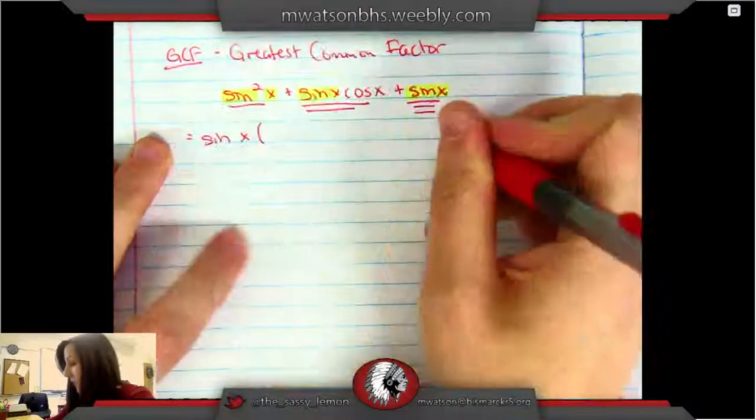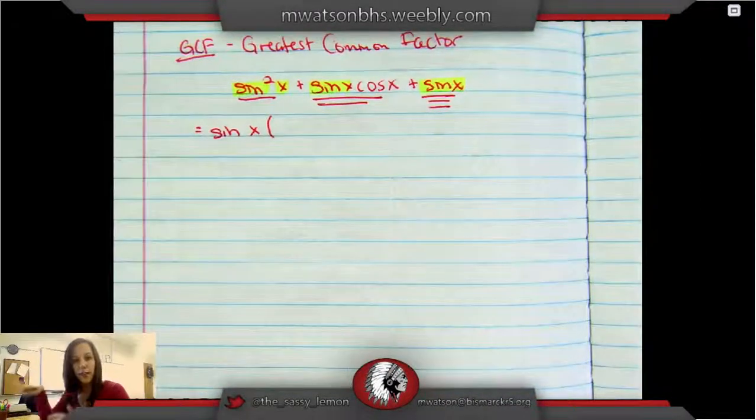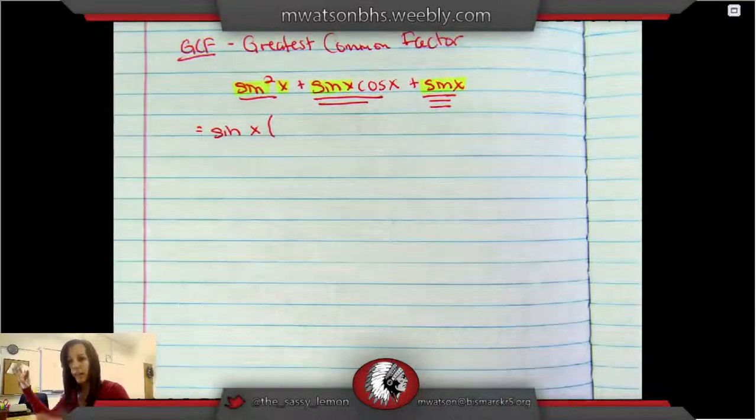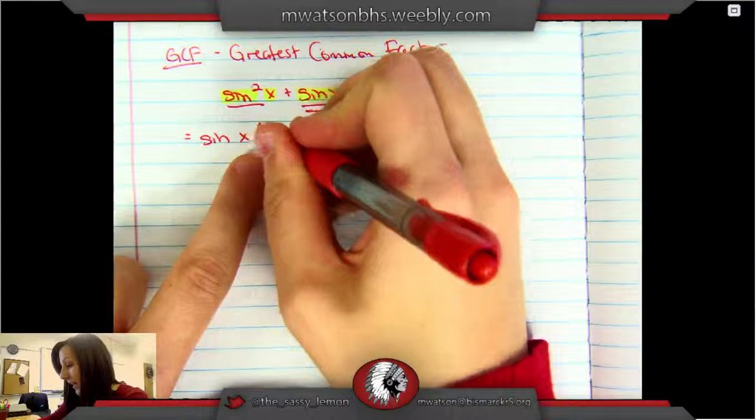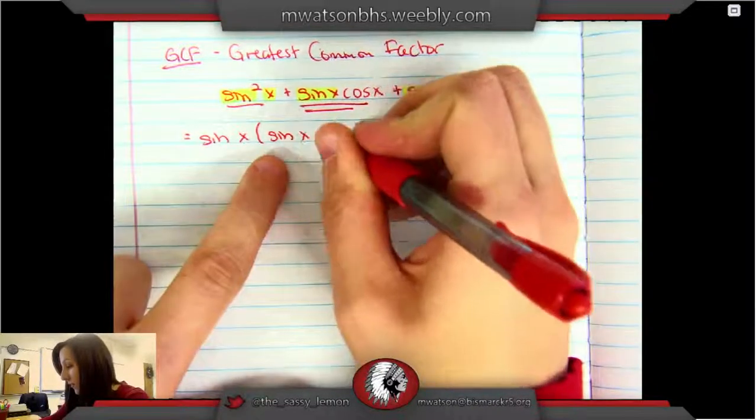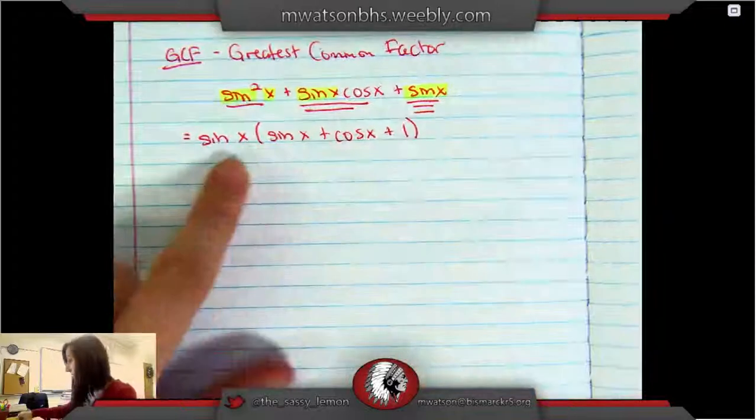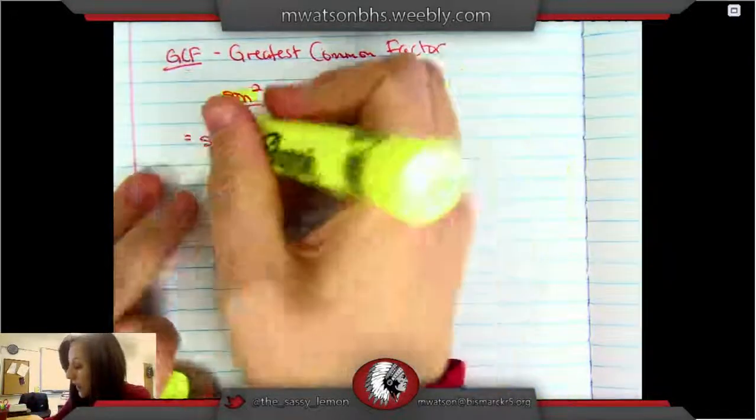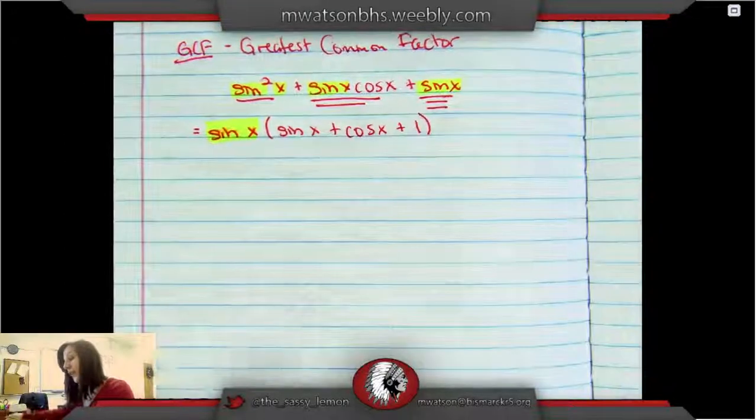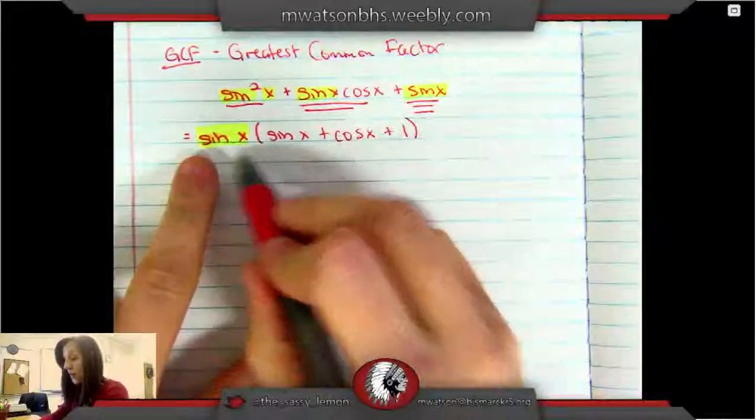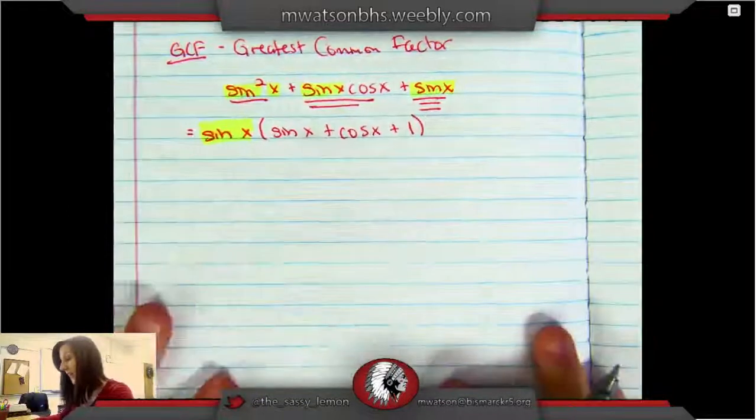And then in parentheses, you're going to write what's left behind. We're basically undistributing. That's another way of saying factor, undistribute. So what's left behind is going to be sine x plus cosine x plus 1. And you can see all those sines got pulled out front. And this might be useful to you if, say, this was all over a denominator of sine, and then you could cancel, or something like that.